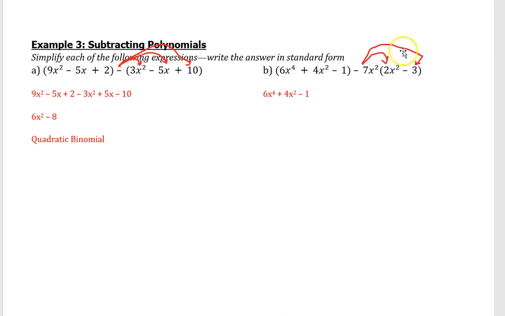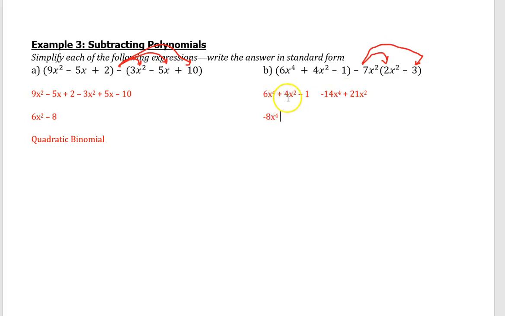And okay, now I'm going to distribute this. So negative 7x squared times 2x squared is going to turn into negative 14x to the fourth. And then negative 7x squared times negative 3 is going to turn into plus 21x squared. Okay, now in my next step, all I'm going to do is combine some like terms here. So we have a 6x to the fourth minus 14x to the fourth. So that would simplify to be negative 8x to the fourth.